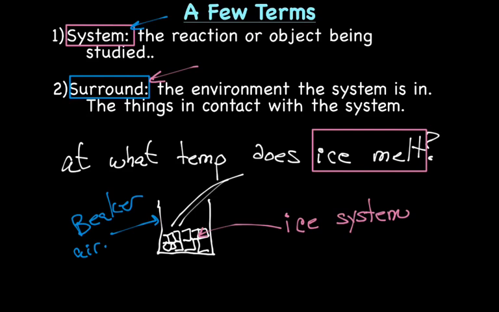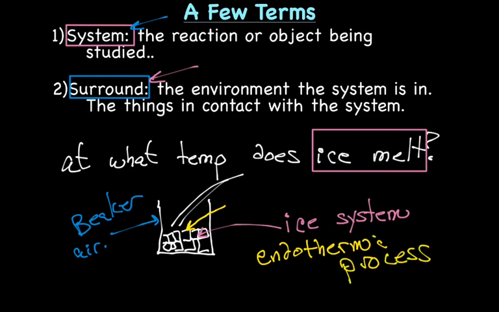The ice needs to gain heat, right? So heat is going from the beaker and the air into the ice. So heat is entering into the thing we care about, the system, the ice. So if heat is entering, this would be an endothermic process. If we were freezing ice, on the other hand, if we were taking water and freezing it, we would need to remove heat, right? So heat would need to exit, and that would be an exothermic process.